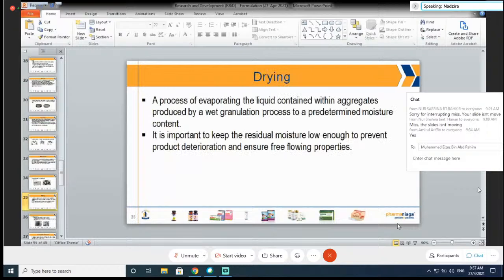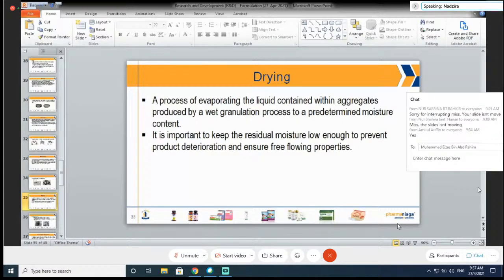After the wet granulation, we have to dry the powder. Drying is a process of evaporating the liquid contained within the aggregates produced by the wet granulation process to a predetermined moisture content. It is very important to keep the moisture content low enough to prevent product deterioration and also ensure free-flowing properties.